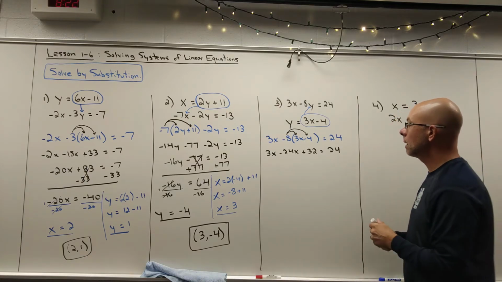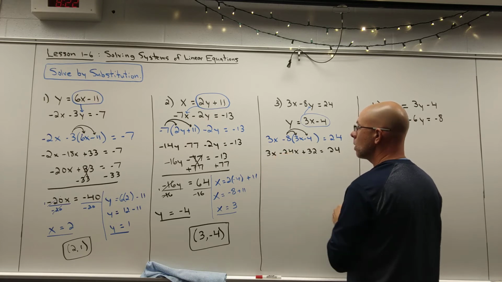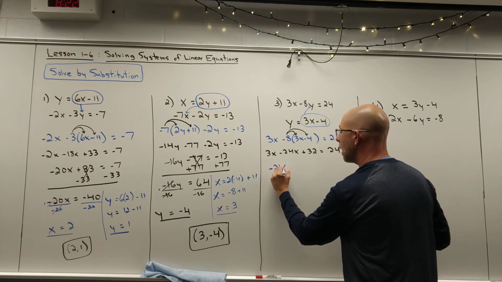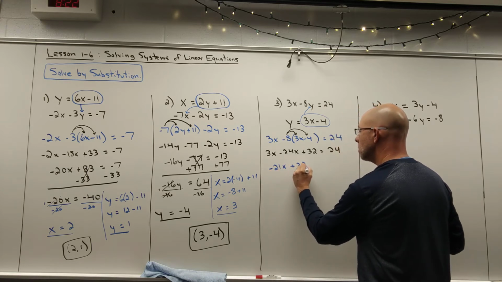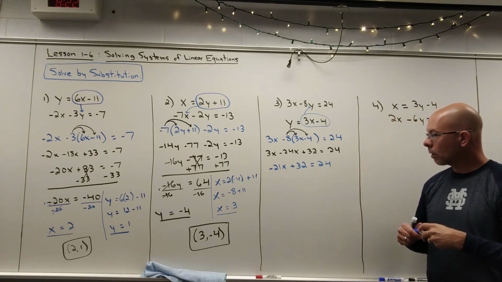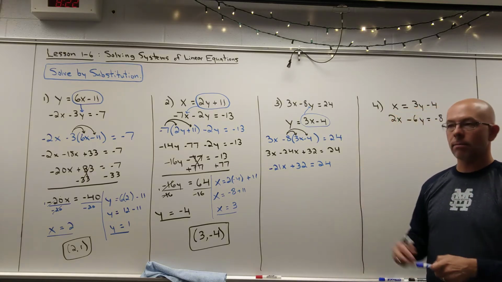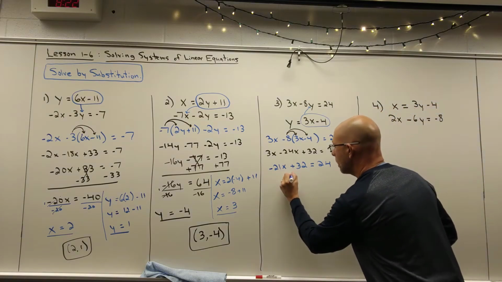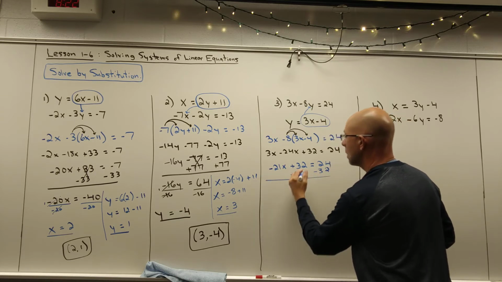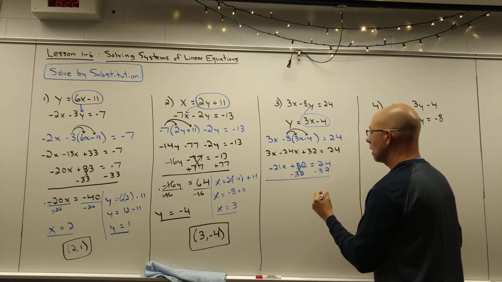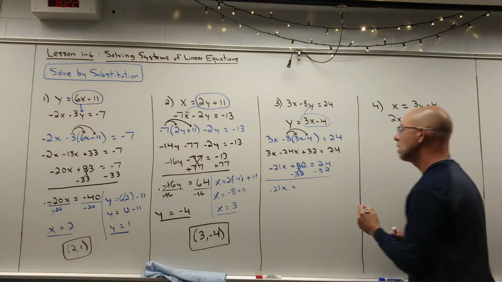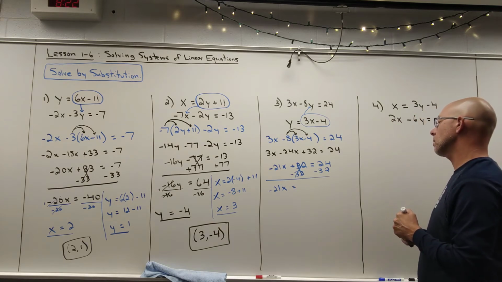Okay? Like terms, 3 minus 24 is negative 21x plus 32 equals 24. We're going to subtract 32 and divide by negative 21. So subtract 32. That's out. That's negative 21x equals, let's see, 24 minus 32, negative 8.